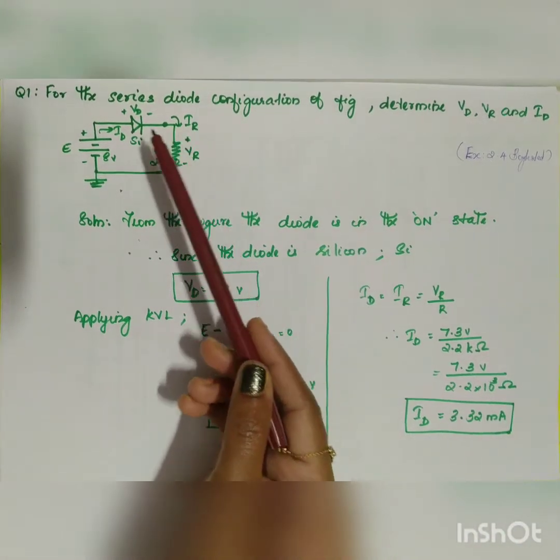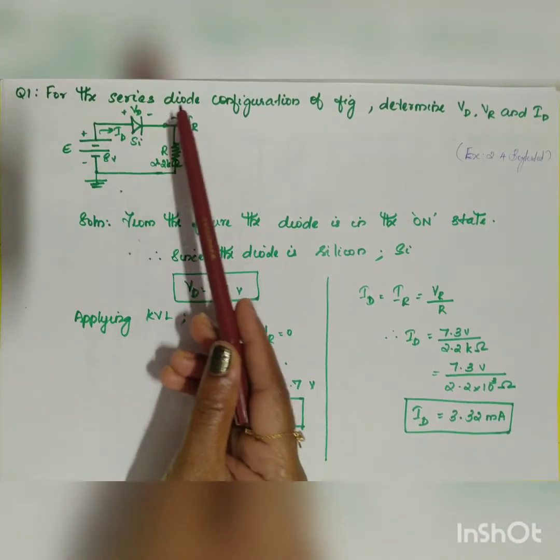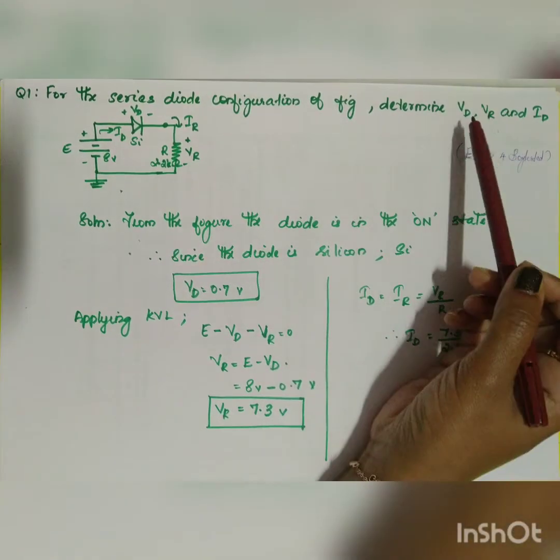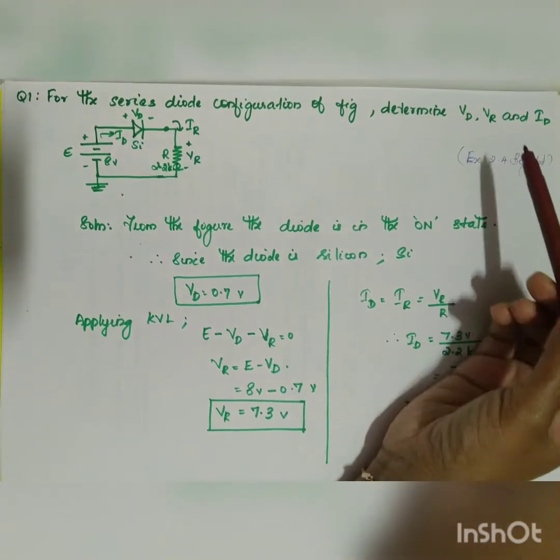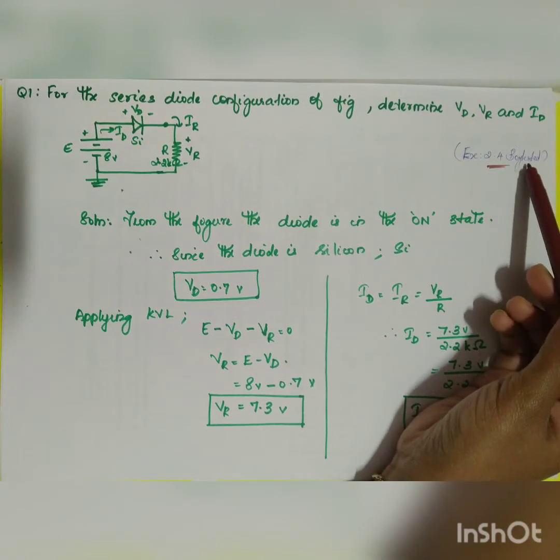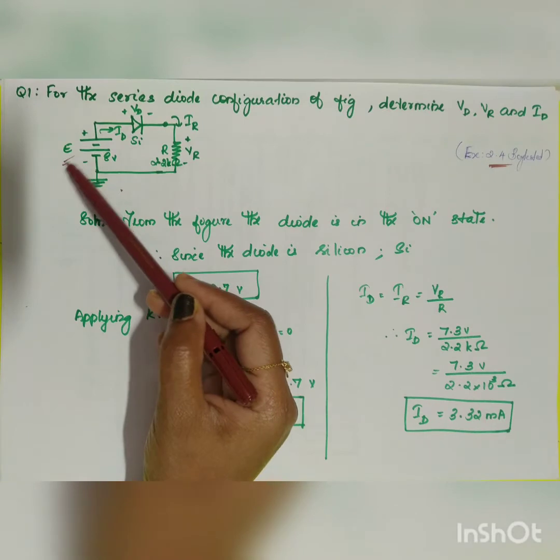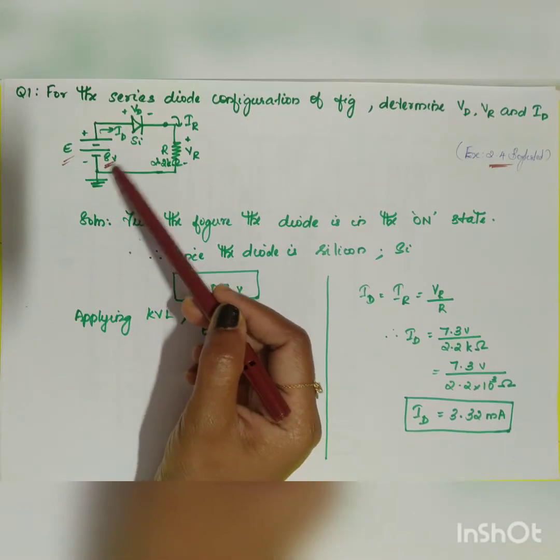So one of the problems from your first module is: for the series diode configuration of the figure, determine VD, VR and ID. This is example 2.4 from your Boylestad textbook. So this is your given figure. You have a supply E, which is given as 8 volt.